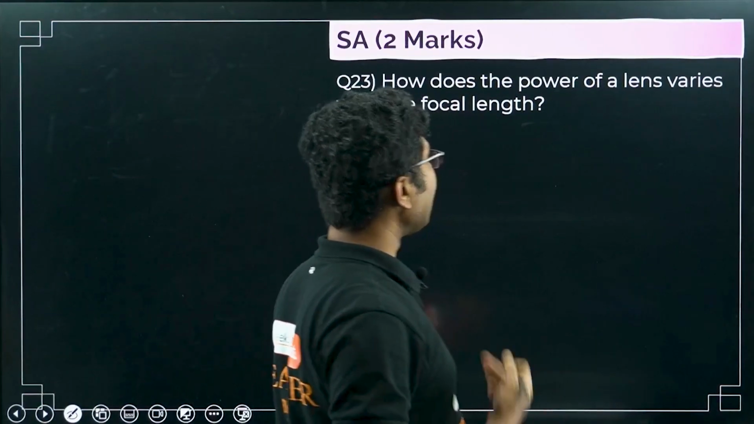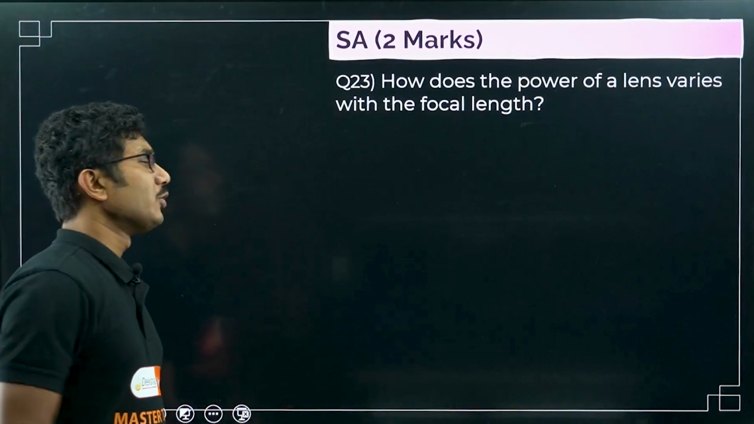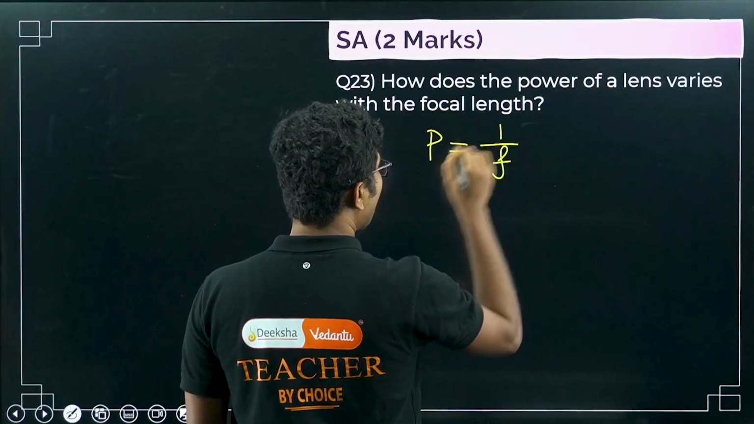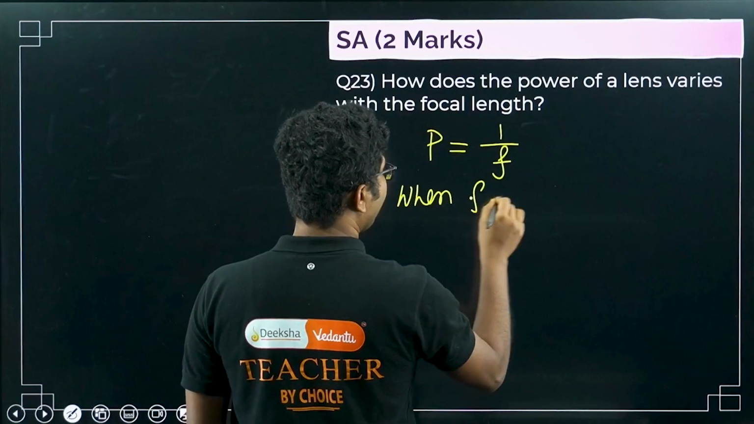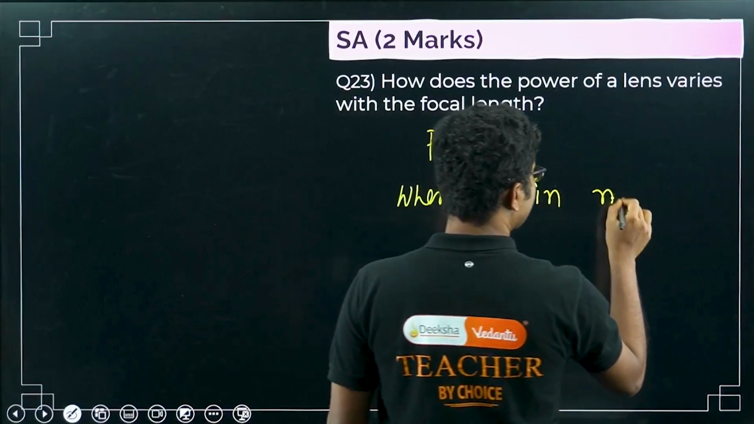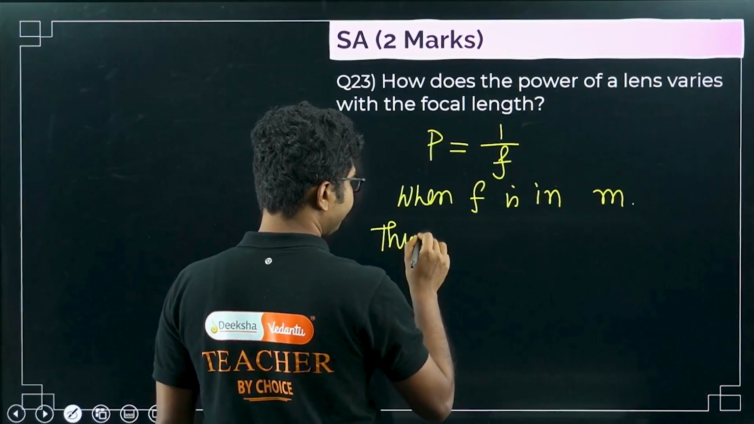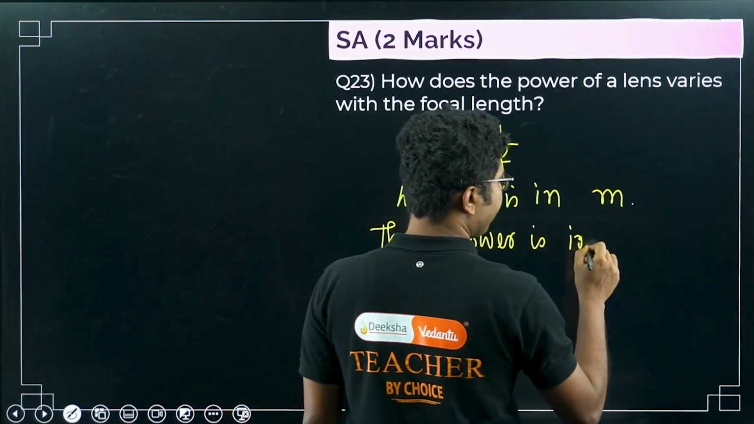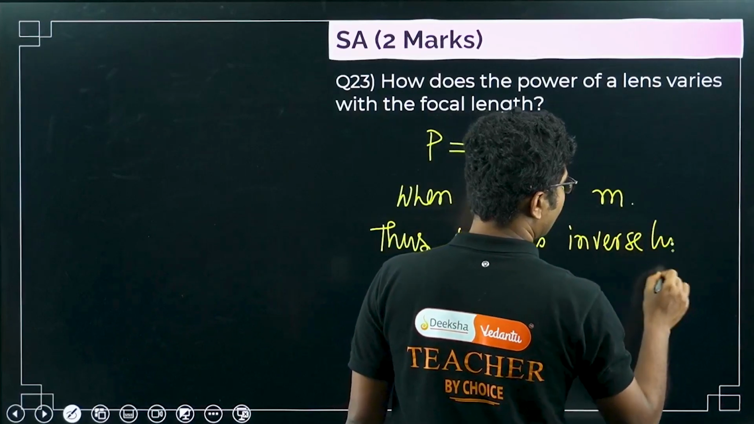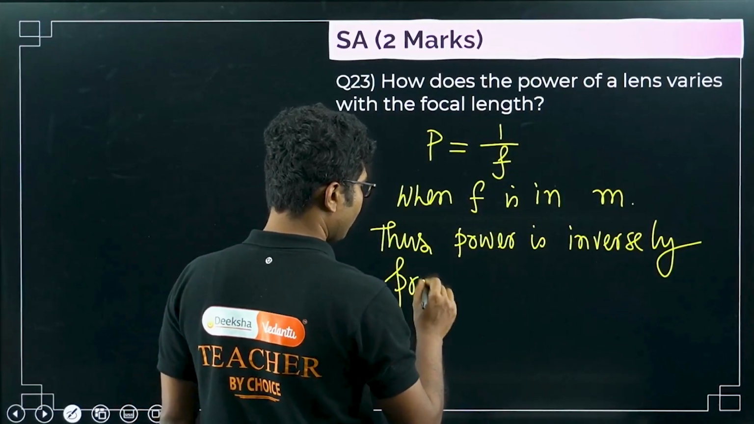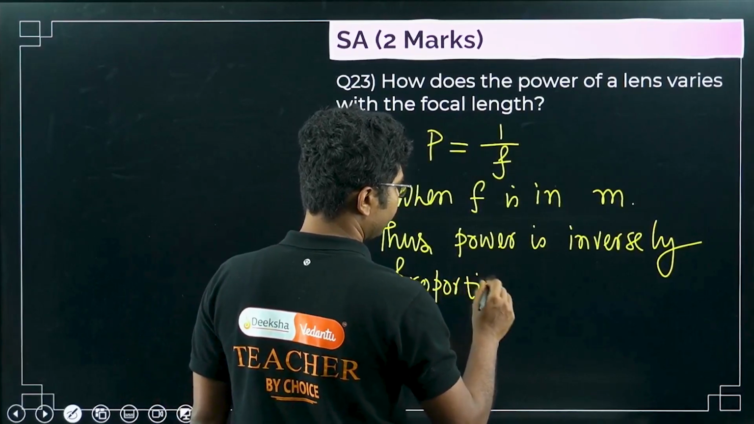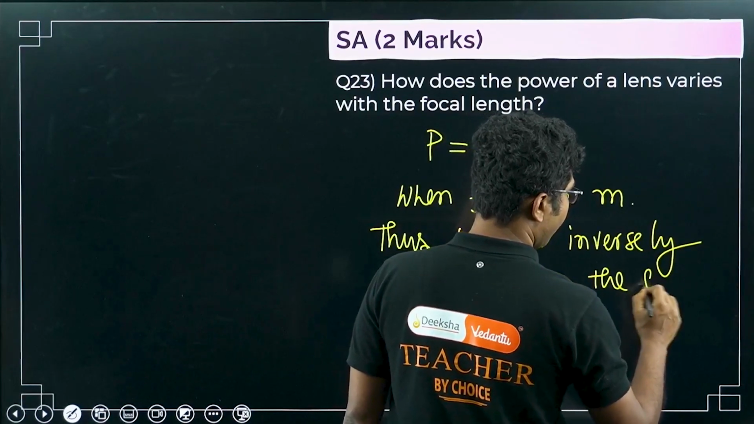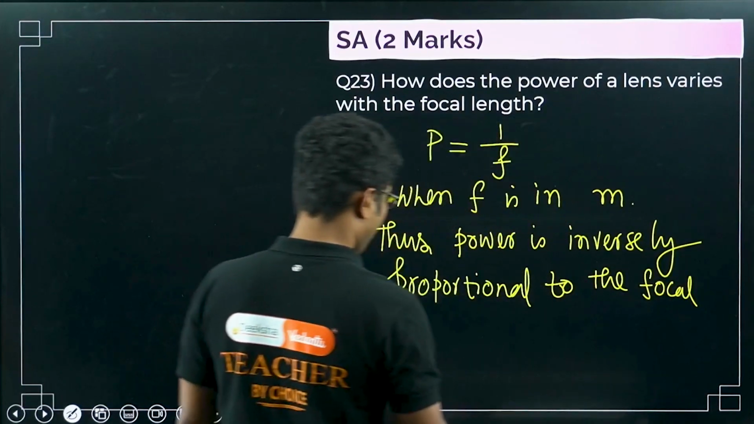Now, how does the power of a lens vary with the focal length? The power of a lens is basically the inverse of the focal length when f is in meters. Thus power is inversely proportional to the focal length.